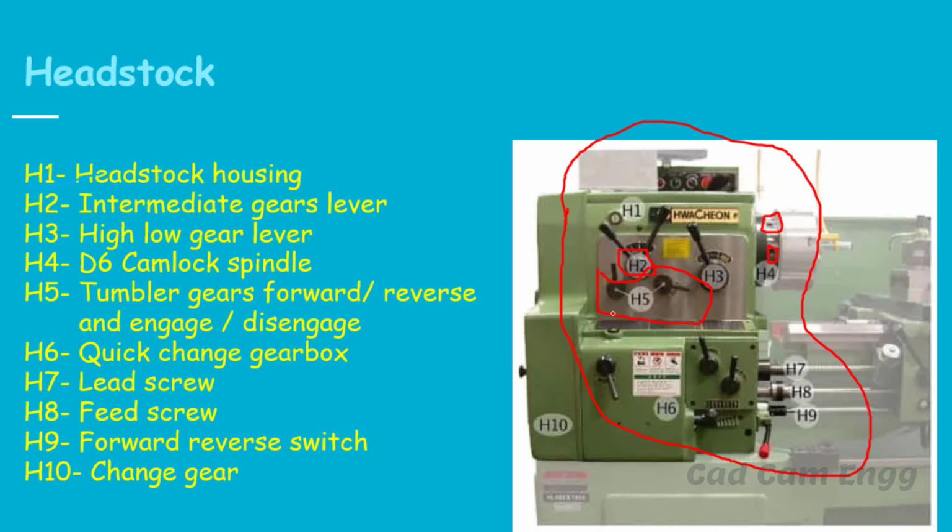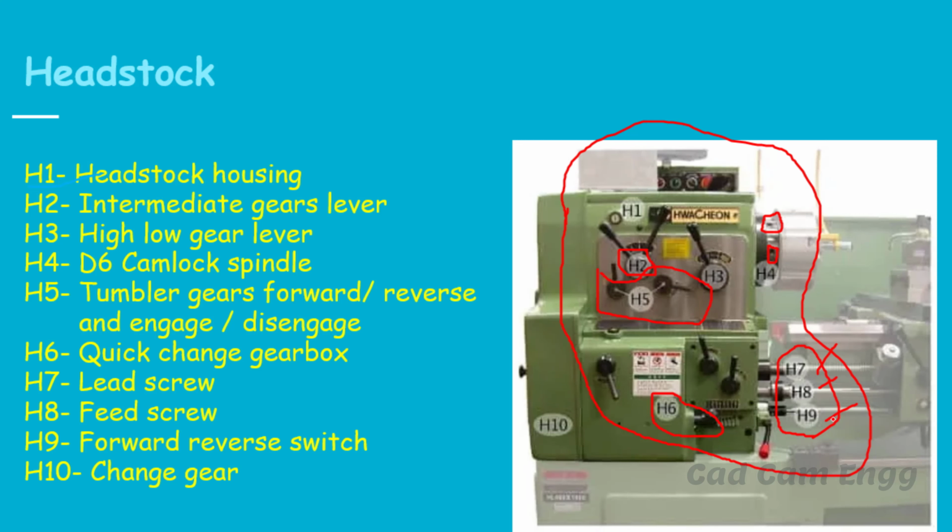So next one is H6, the quick change gearbox. We have the H6 here, where a gear lever is there. Using this lever we change the gearbox. So next one is H7, H8 and H9. These are the rods to fix in the headstock to carriage: lead screw, feed screw, forward and reverse switch. This H9 is a forward and reverse switch. This switch is used to control the spindle rotation.